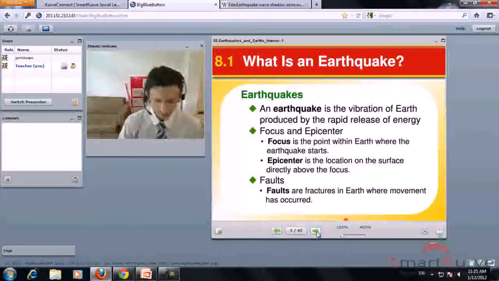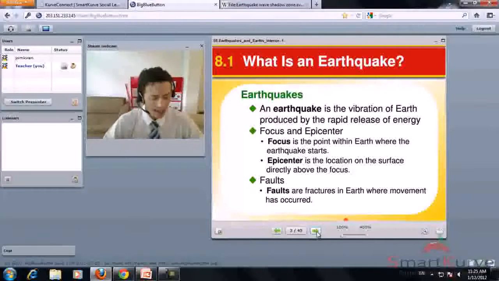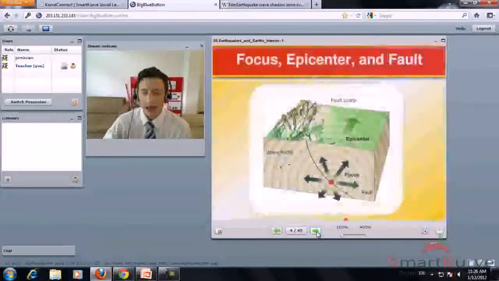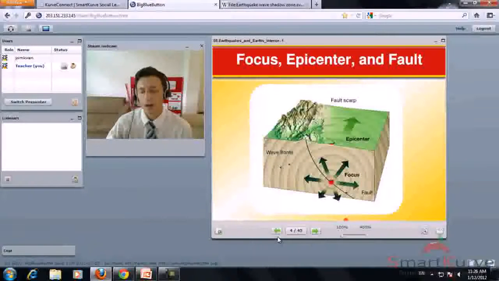First, we're going to look at what is an earthquake. Well, an earthquake is the vibration of Earth produced by the rapid release of energy. We're going to talk a little bit about why an earthquake is such a rapid release. We are also going to look at these concepts of focus and epicenter. Both of those are illustrated on slide 4.